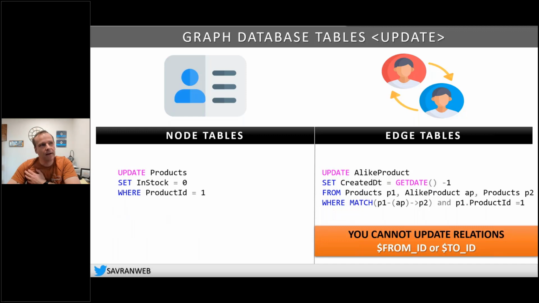When it comes to updating, you can update any columns other than node ID, edge ID, from ID, and to ID. You can update any of the columns of a node table or edge table, and you are still using the update statement to do that. I'm going to cover the match clause in a little bit. And as I said before, you cannot update the relations.